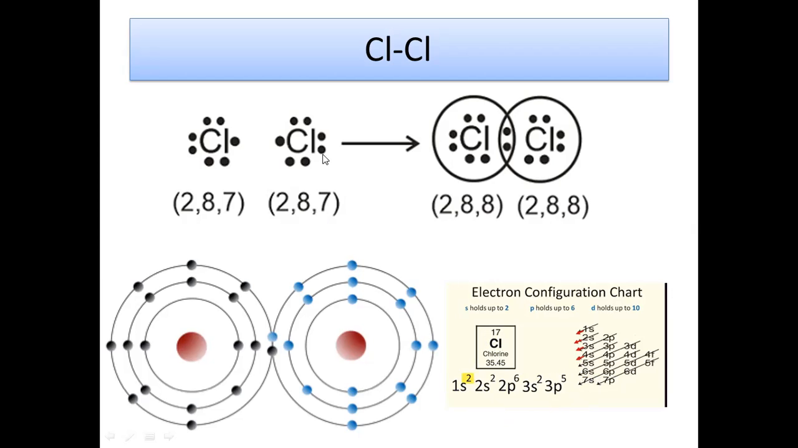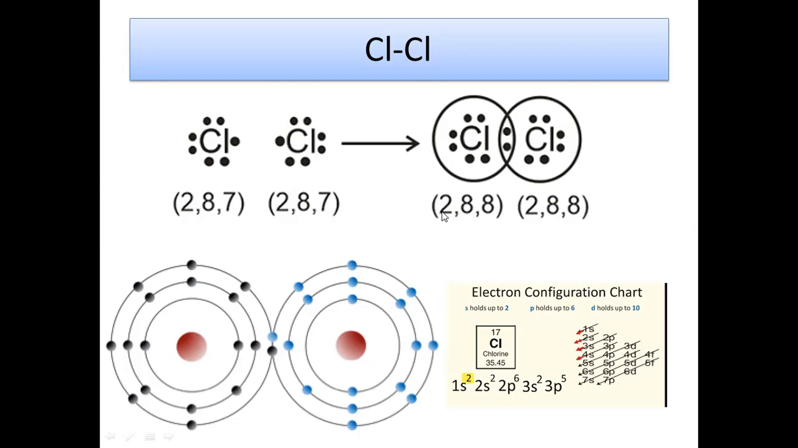So each chlorine atom has 7 electrons in the valence shell. To complete its octet, each atom needs 1 electron. So 1 electron is shared by each atom to form a covalent bond. When these two atoms share the electron, the octet of each chlorine atom is complete, having 8 electrons in the valence shell, and this is indicated over here.